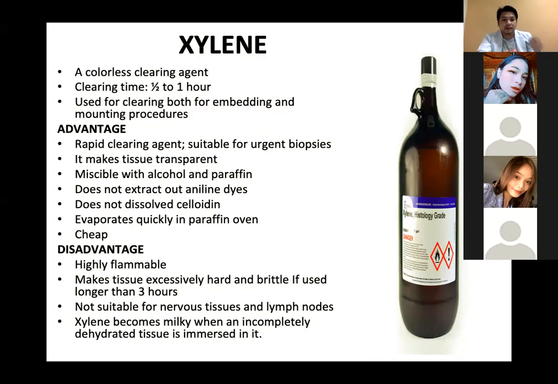Okay, so xylene. Xylene is a colorless clearing agent. So we have to discuss xylene because xylene is the most commonly used clearing agent. So the clearing time for xylene is 30 minutes to 1 hour. So rapid siya. Used for clearing both embedding and mounting procedure. So what are the advantages of using xylene, class? So first, rapid, used for urgent biopsies and for routine laboratories. Okay, it can make tissue transparent, miscible for both alcohol and paraffin. So these are the two characteristics, diba, of a good clearing agent.